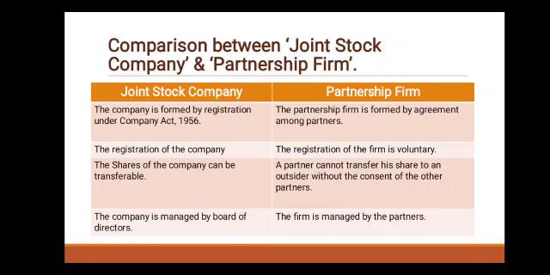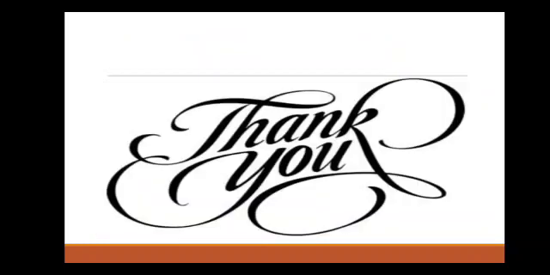Third, in a joint stock company, the shares of the company can be transferred, and in a partnership firm, a partner cannot transfer his share to an outsider without the consent of the other partners. Fourth, in a joint stock company, the company is managed by a board of directors, and in a partnership firm, the firm is managed by the partners. Thank you.